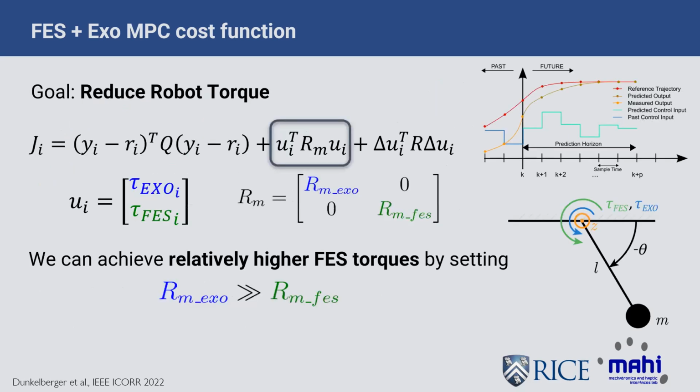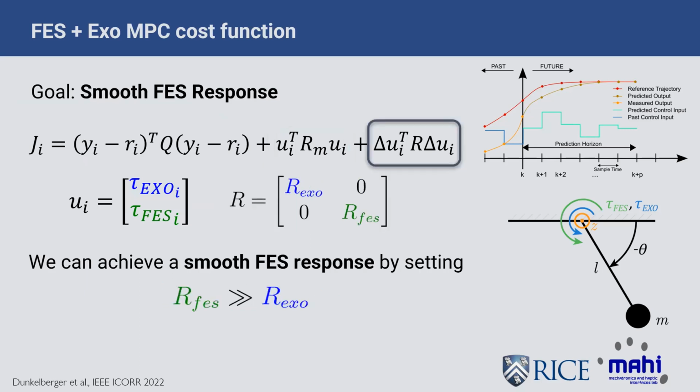So with the goal of reducing robot torque, I'm just going to touch on this very briefly. Based on the cost function that we've defined, we can basically prefer to use a majority of the torque from FES compared to the robot. With the same formulation, we can choose to have a smoother FES response, therefore trying to bypass the effects of oscillations due to time delay by making FES behave in a smoother manner and not induce oscillation.